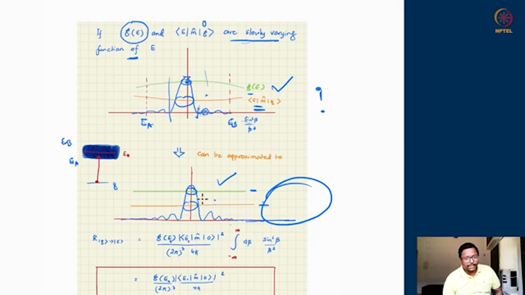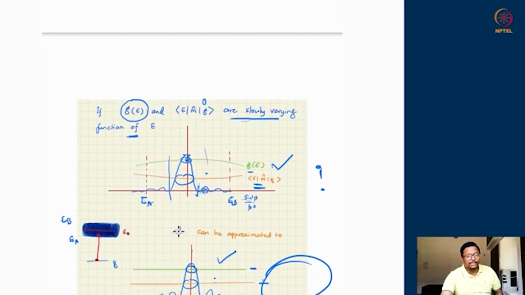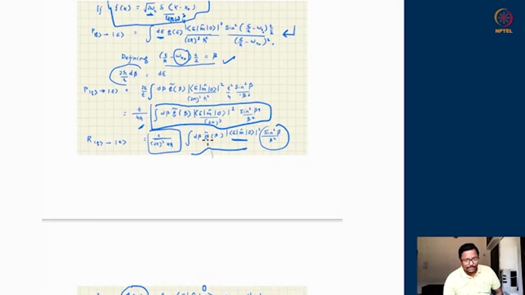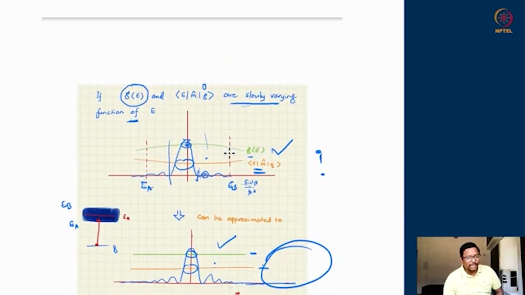So therefore, what I can do is take g of E and this matrix element as constants of E and pull them out of the integral. I'm saying that they are not changing much, so I can define a central value of them. I can take a base central value E star. I can compute G at this value and say that at the remaining values of E, the running value, it is not much different from G of E star.